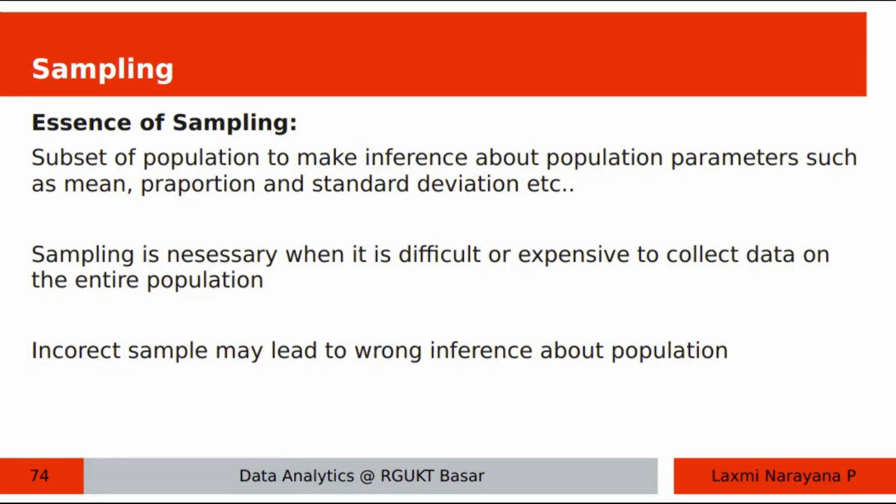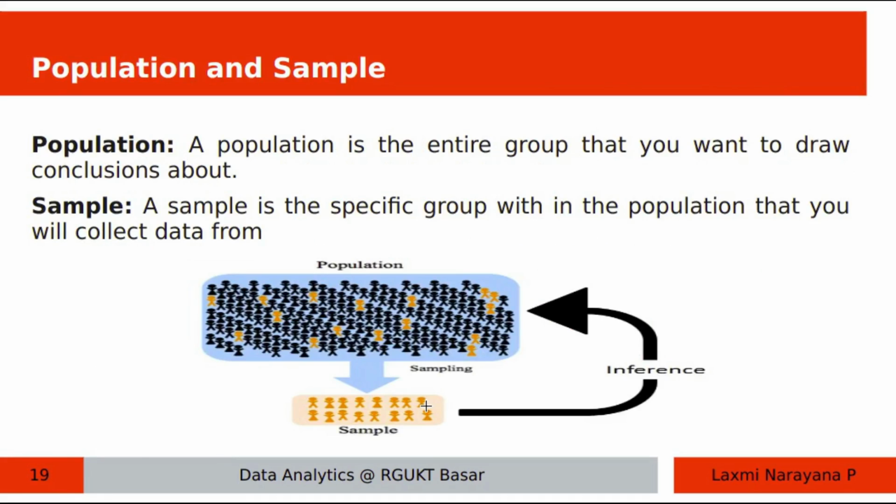Sampling is a process of selecting a subset of observations from a population to make inferences about various population parameters such as mean, proportion, and standard deviation. Sampling is necessary when it is difficult or expensive to collect data on the entire population.